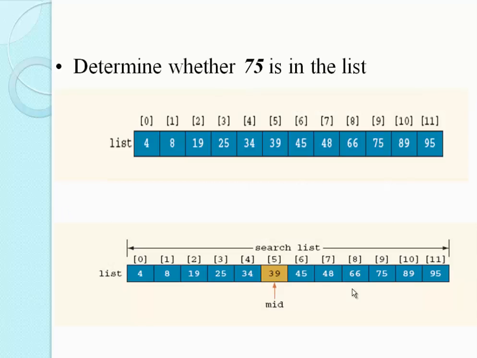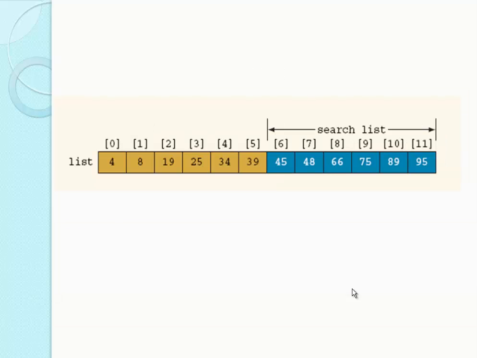Here, to determine whether 75 is in the list, first the mid index is found, that is pointing to the fifth index in our case, but 75 is not at the mid, so the search list becomes smaller, that is from index 6 to index 11. And now if we want to find the item 75, the search list will become smaller and smaller, and finally we will obtain the item.